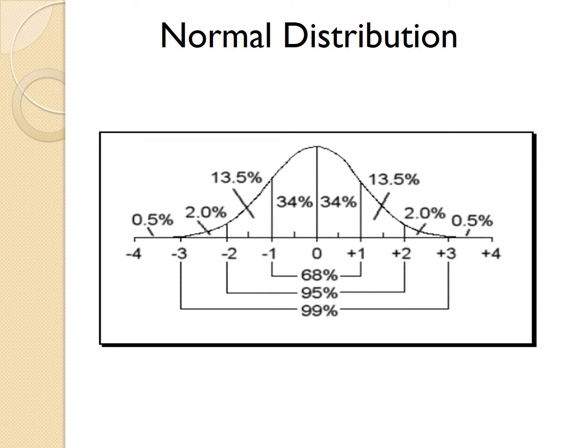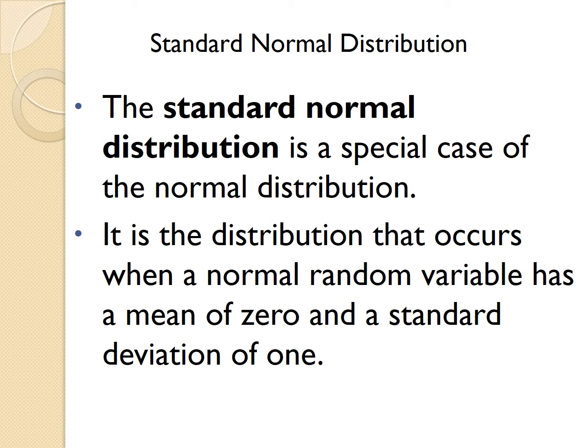The other basic feature of the normal distribution is that approximately 68% of the area of the normal distribution is within one standard deviation of the mean, and approximately 95% of the area is within 2 standard deviations of the mean. The standard normal distribution is a special case of the normal distribution. It's the distribution that occurs when the normal random variable has a mean of 0 and a standard deviation of 1.